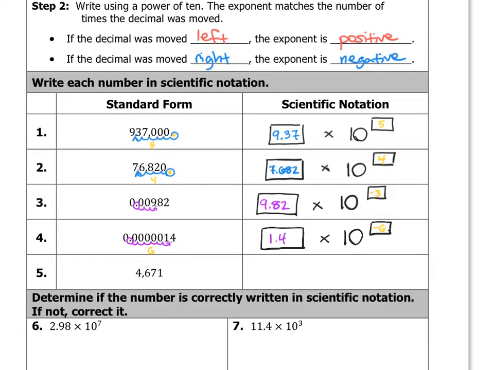All right, last one here, number 5, 4,671. Think about whether your exponent will be negative or positive. Our decimal point is to the right of 1 here. This is a large number, so our exponent is going to be positive. I need to move this 1, 2, 3 spaces to the left. So this is going to be 4.671 times 10 to the positive third power.